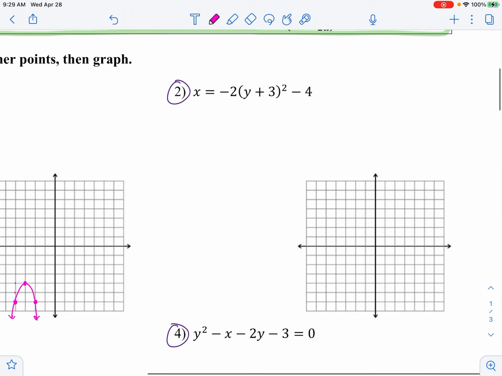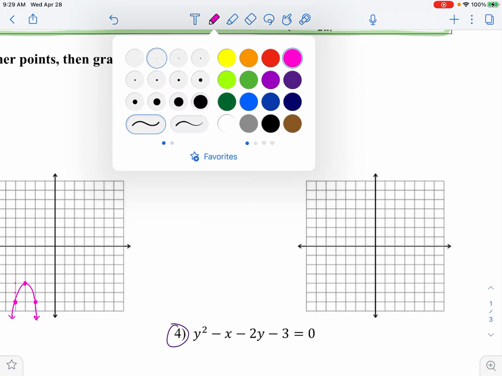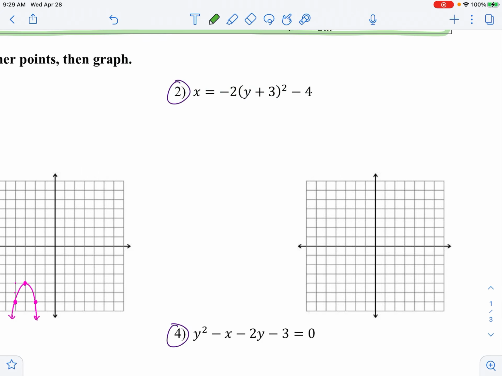Number 2 here. Only one of my variables is being squared. That means I know it's a parabola. But what's being squared? My y is being squared. So I know this is going to be a sideways parabola. The -2 means that this parabola is going to open to the left. Now let's figure out everything else we know about it. I do know my vertex.